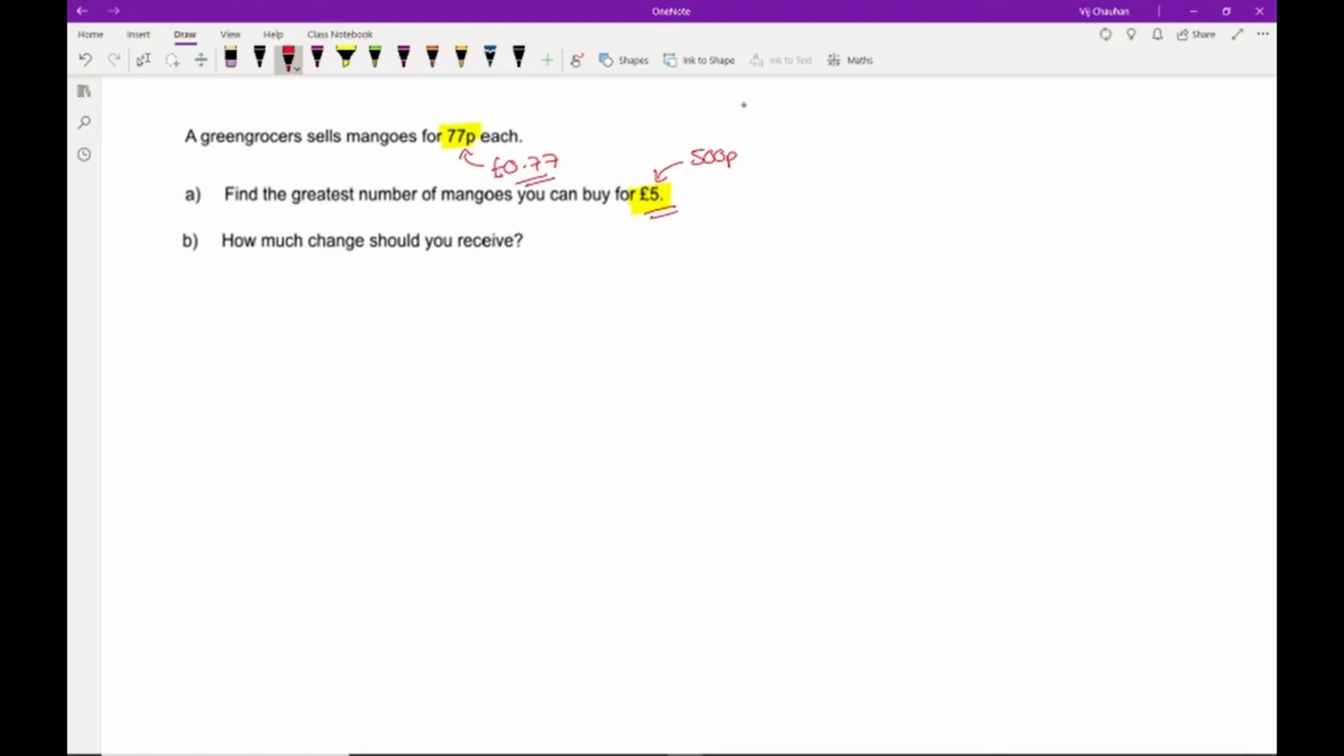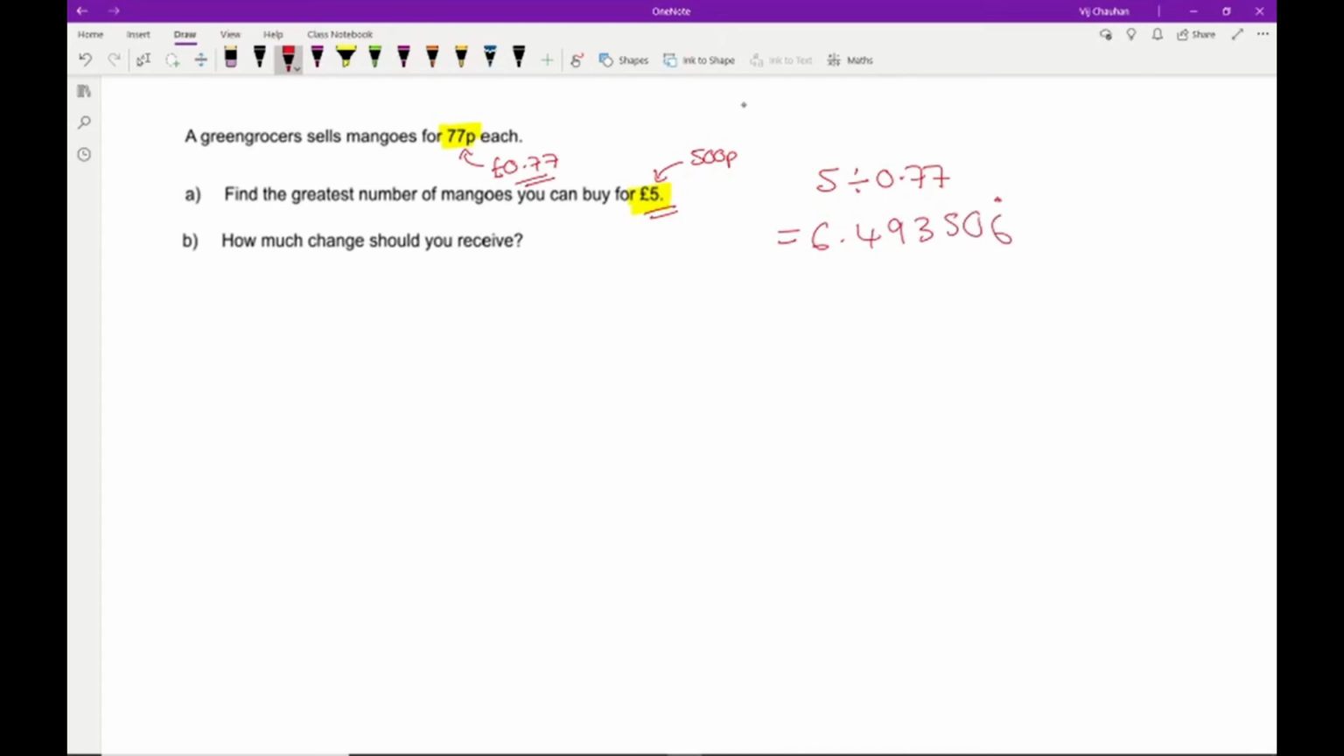So here what we're going to do is we're going to do 5 divided by 0.77. Now if I type that into my calculator, I'm going to be expecting a not so nice decimal number, in which I get 6.493506.